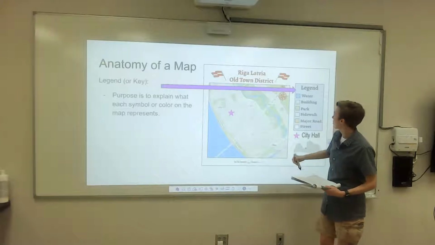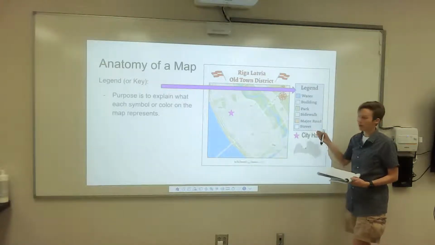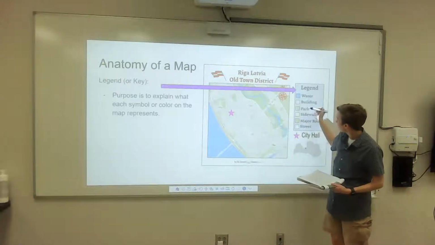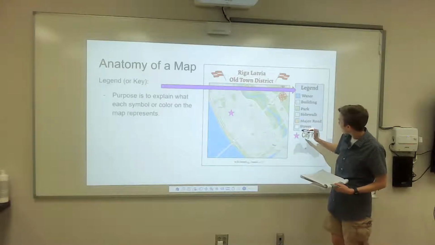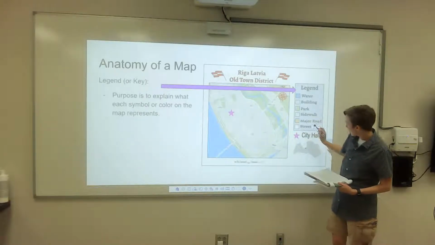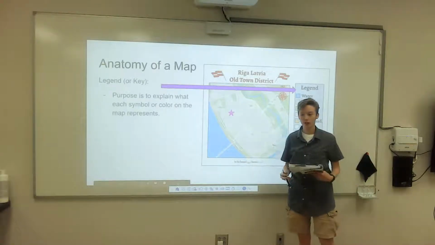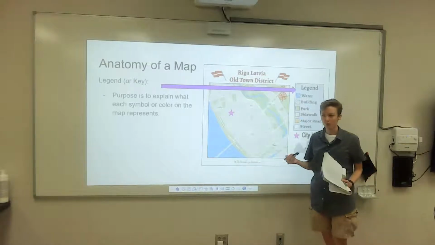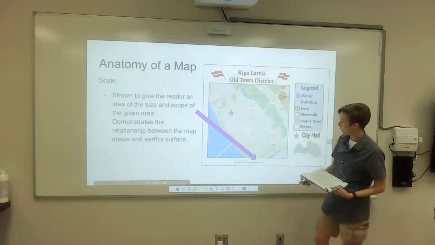Carry on. Legend or key. This is just going to show us what each symbol or color on the map means. We have water, we have park area, which is green. We have streets, which is this kind of lighter color. We have major roads, which is orange, which you can see through here. It's just showing what each color or symbol on the map represents. And that's our legend or our key. It's interchangeable. So, carry on.